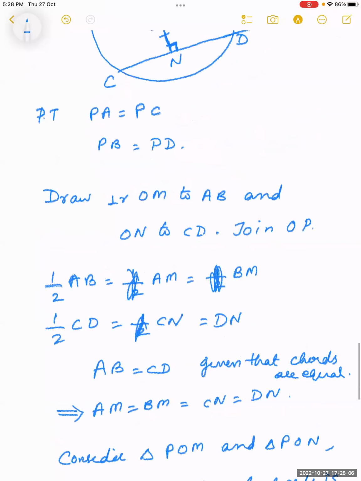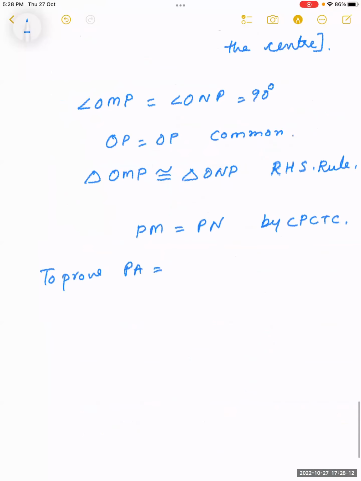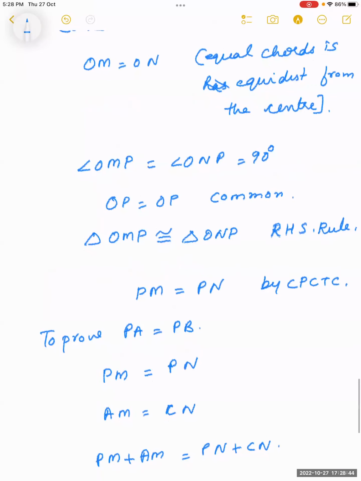Now we need to prove one by one, which is the first part. We need to prove PA is equal to PC. How will we prove that? We know PM equal to PN. We also know that AM equal to CN, right? So AM and CN are equal. Now, if I add PM plus AM and PN plus CN, are they equal or not? They will give me what?